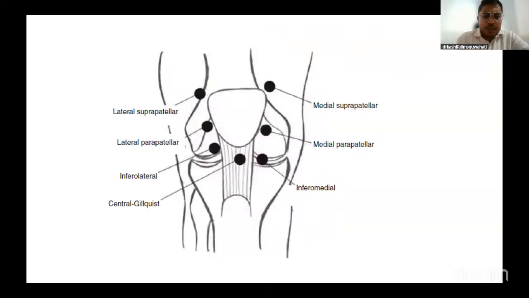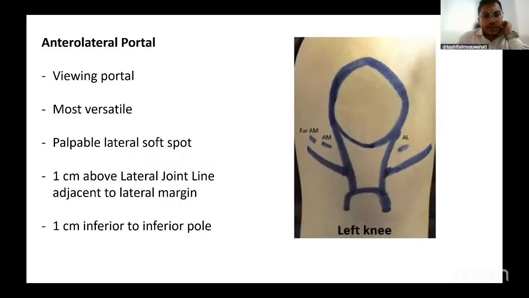Now, if you look at the portals, we have a wide variety, the anterolateral and the anteromedial portals, which is the classic two portals. Then we have the parapatellar, medial and lateral portals, the suprapatellar, medial and lateral portals. These are all the portals in the anterior aspect. And another very important portal is the central portal or the portal of Gilchrist.